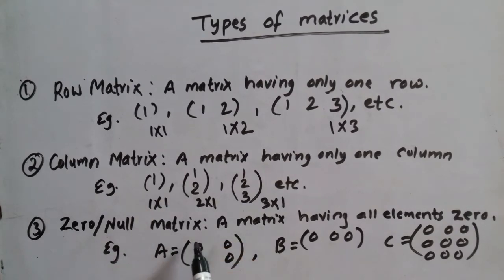A zero or null matrix means a matrix having all elements 0, like this. Here all elements are 0. In this matrix also all elements are 0, and in this matrix also all elements are 0.